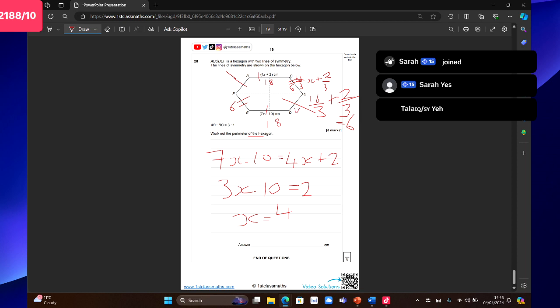Okay, let's call this Y and call this Y. Work out the perimeter of the hexagon. So the answer has to be a number, doesn't it? It has to be a number.